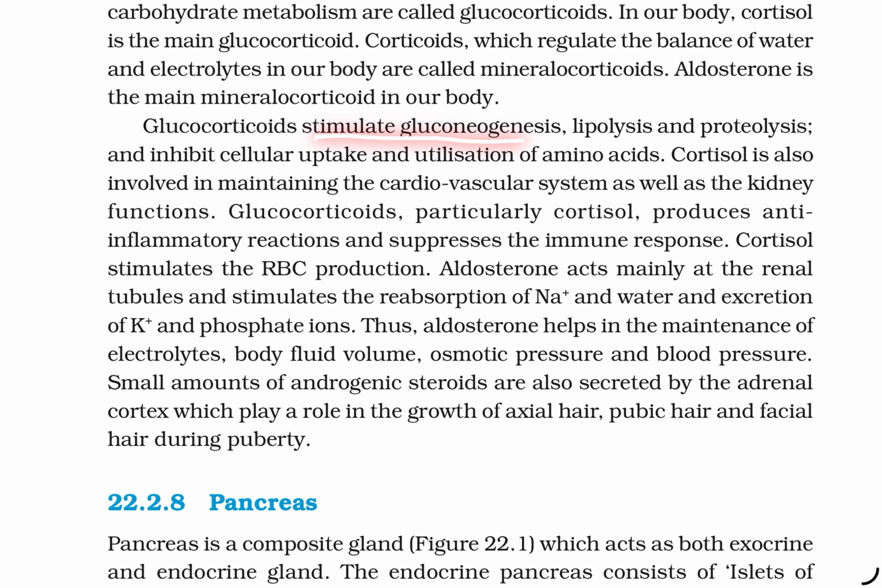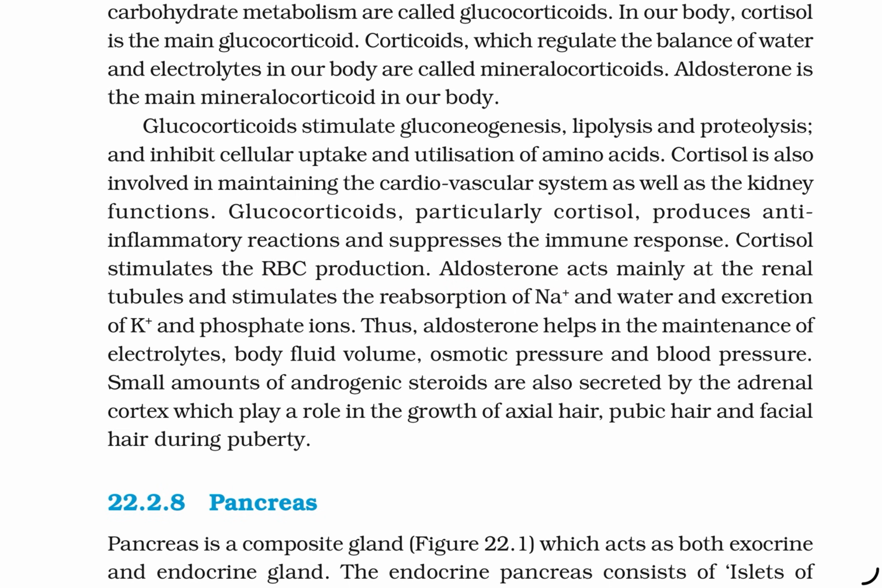The glucocorticoids stimulate gluconeogenesis, lipolysis, and proteolysis, and inhibit the cellular uptake and utilization of amino acids. Cortisol is also involved in the maintenance of the cardiovascular system as well as kidney functions. The glucocorticoids, particularly cortisol, produce an anti-inflammatory reaction and suppress the immune response. Cortisol stimulates RBC production.